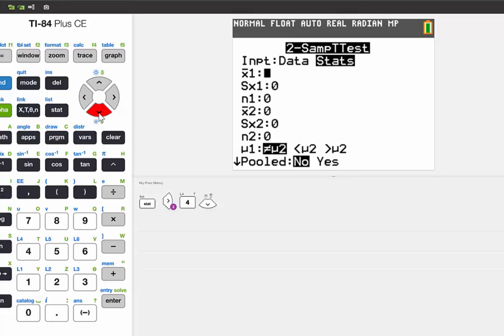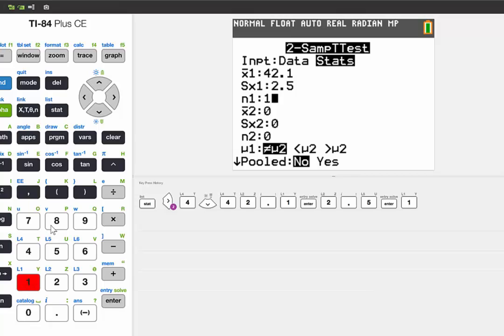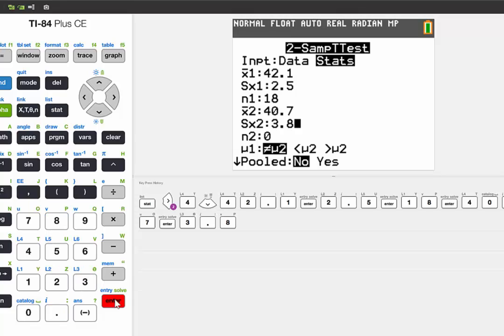Our sample mean for group 1 was 42.1. Our sample standard deviation for group 1 was 2.5. The sample size for group 1 was 18. For group 2, we have a sample mean of 40.7, a sample standard deviation of 3.8, and a sample size of 21.